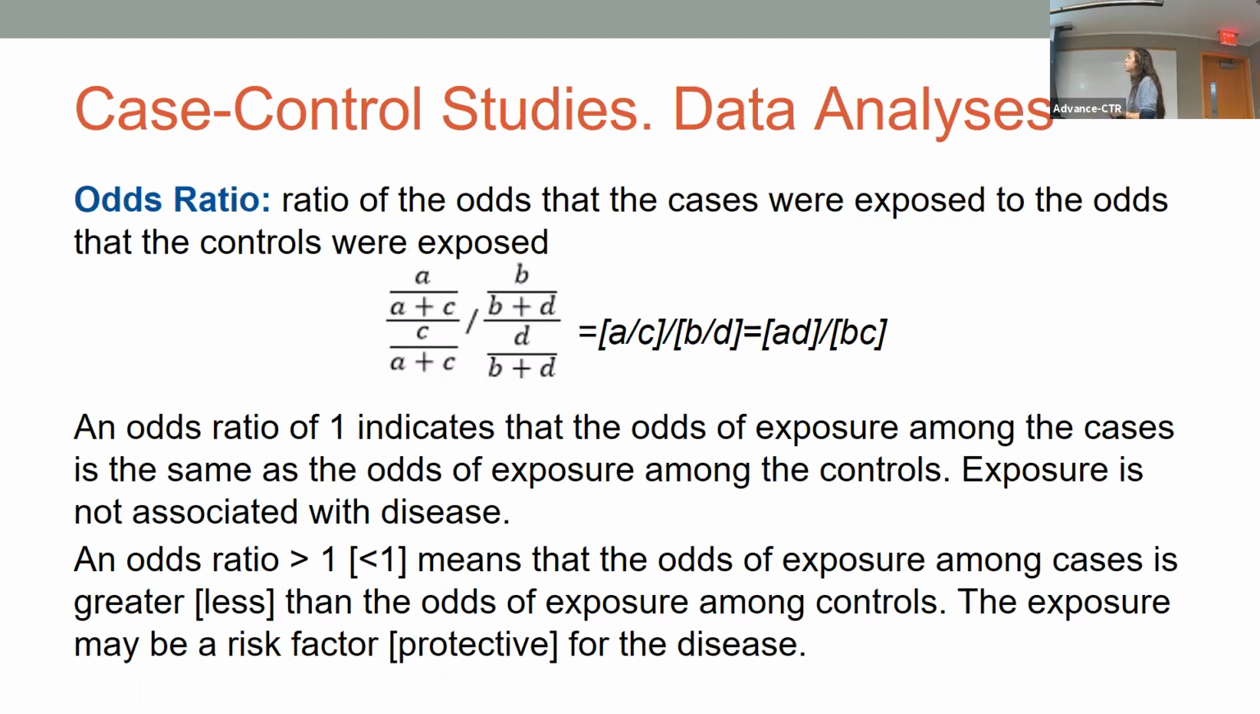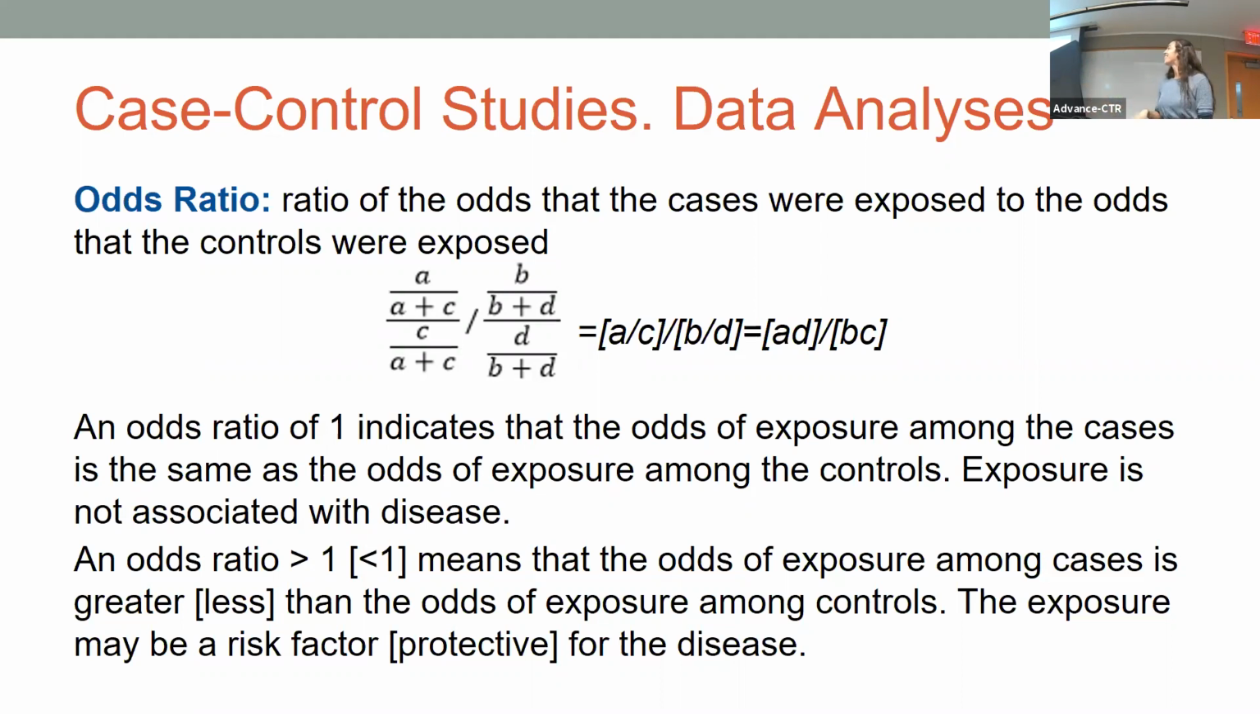The odds ratio is the ratio of the odds that the cases were exposed to the odds that the controls were exposed. So the first value, A divided by A plus C over C divided by A plus C, is the odds that the cases were exposed. And the second value, B divided by B plus D over D divided by B plus D, is the odds that the controls were exposed. If we cancel the A plus C's and the B plus D's, we end up with A divided by C over B divided by D, which leads to AD divided by BC.